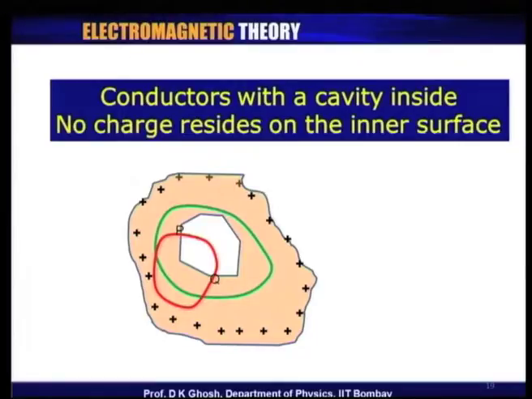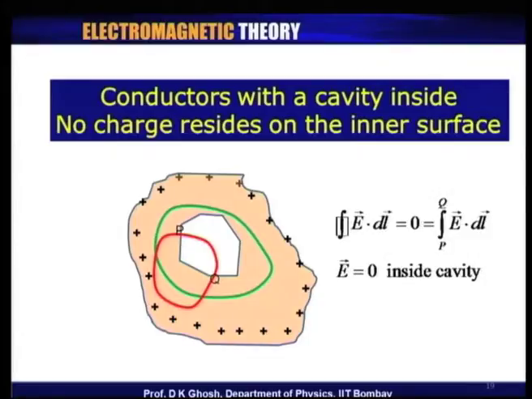Look at this red contour which I have drawn. This red contour intersects the cavity at points P and Q, and it is a property of the electrostatic field that the integral of E dot dl over any closed contour is 0. Since for the part of the contour which lies wholly inside the conductor there is no electric field, the contour integral is simply the integral from P to Q of E dot dl, and this is true for any arbitrary P and Q, which is possible only if the electric field inside the cavity is 0.